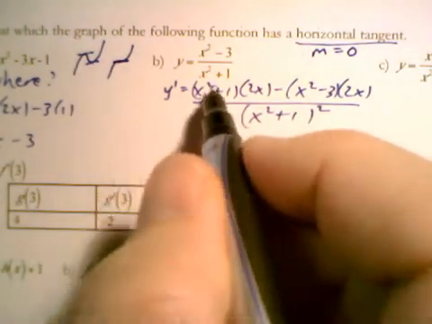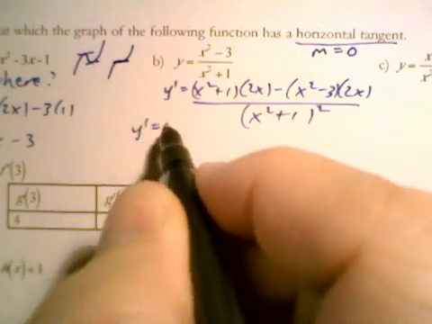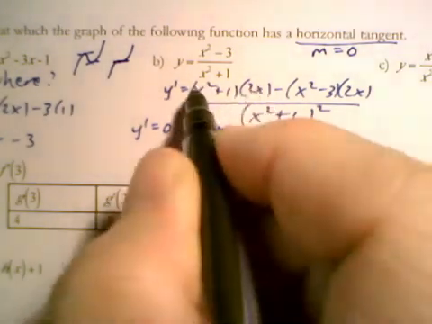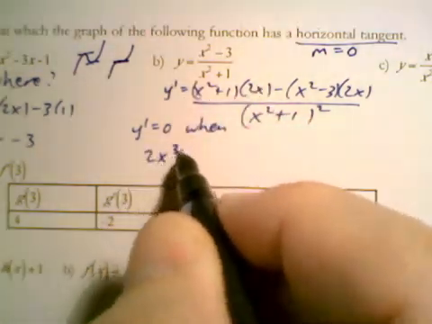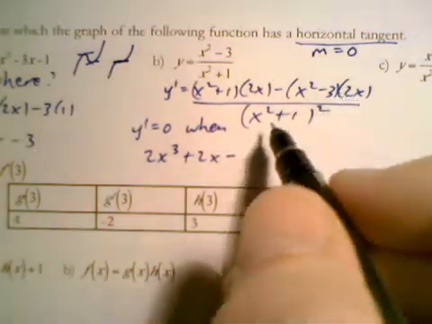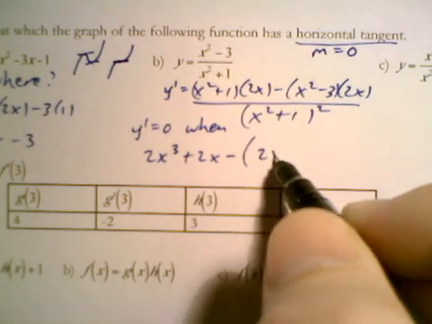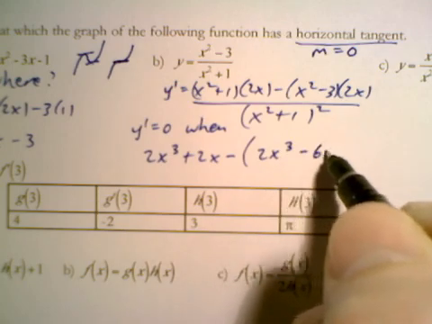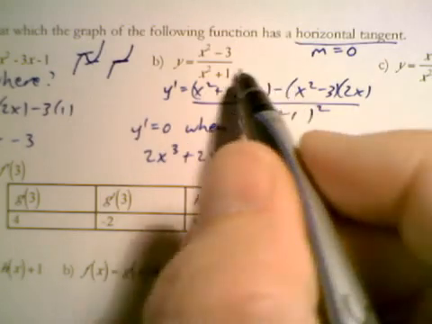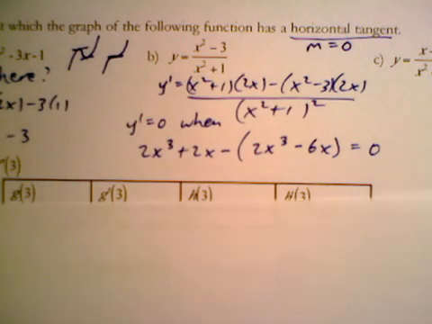All we have to do is set the numerator equal to 0. Okay, so let's do that. y prime equals 0 when, let's multiply it out at the same time. 2x times x squared is 2x cubed. You've got to be really careful here. Plus 2x, okay, minus. Then 2x times this guy would be 2x cubed minus 6x. Okay, so y prime equals 0 when the numerator of the fraction is equal to 0, and so we just have to solve this equation.